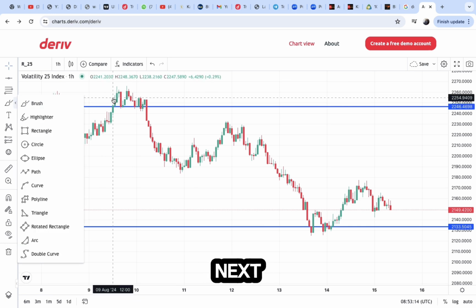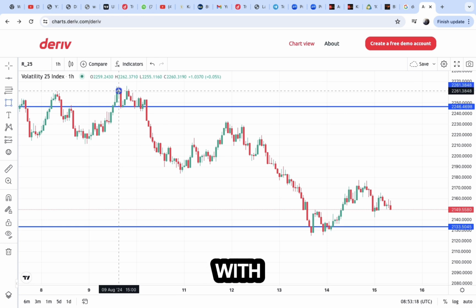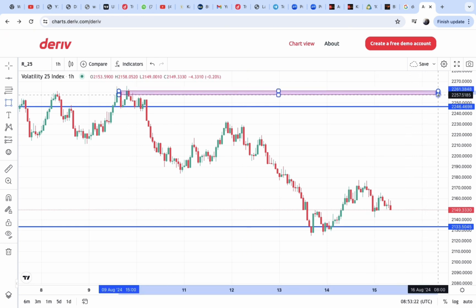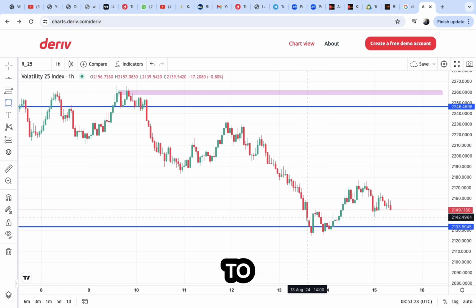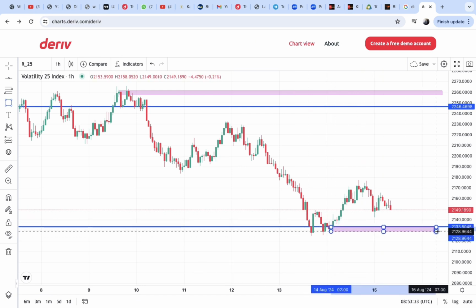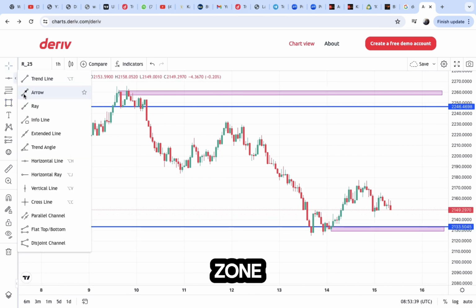Now, what we're going to do next is to mark our zones. For example, we'll start with our supply zone there. Remember, we are in H1. So after marking our supply zone, we go to marking our demand zone. Right there. So we are done with our demand zone.